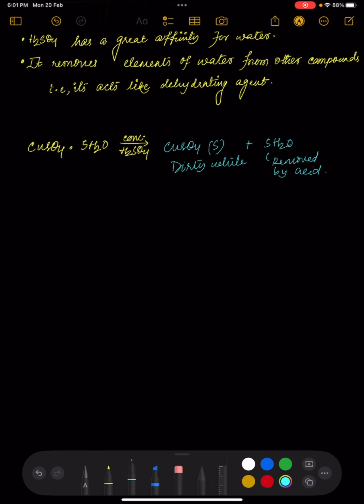Then all carbohydrates like glucose, sugar, and cellulose like paper, cotton, wood, etc., react immediately, and they give a spongy mass of carbon. For example, if we take glucose, C6H12O6, and we react it with concentrated H2SO4, it will give 6 carbon. This is a black spongy mass of carbon.